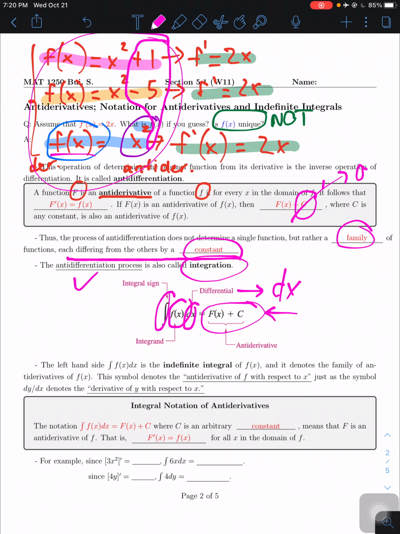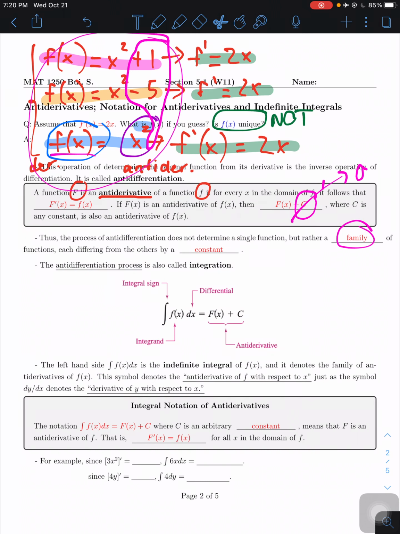Okay, the left hand side, integral of f of x dx, is the indefinite integral. So what do I mean by this? I mean this part in here, we call it the indefinite integral. You will soon know about a definite integral, but a heads up in here is that usually we're going to have some numbers on top and on the bottom of the integral.